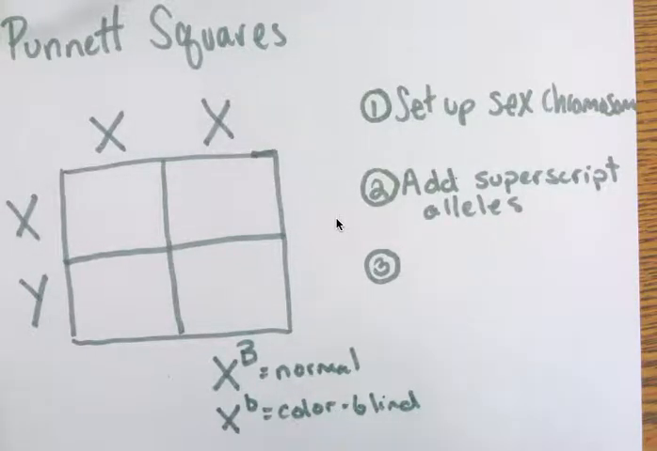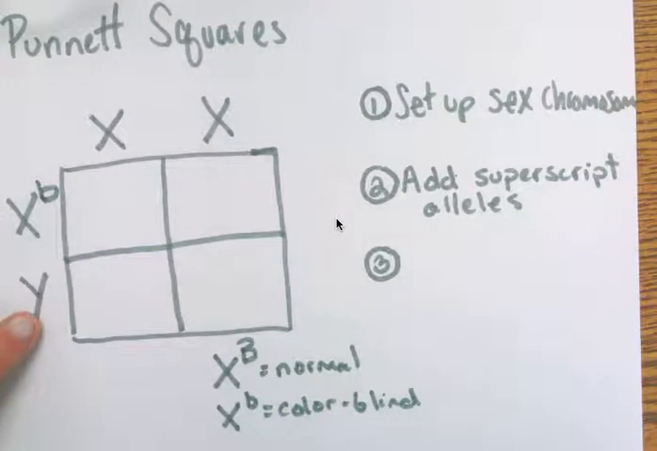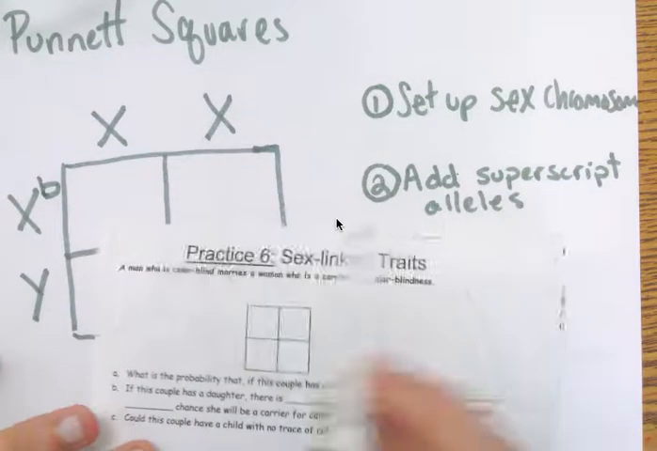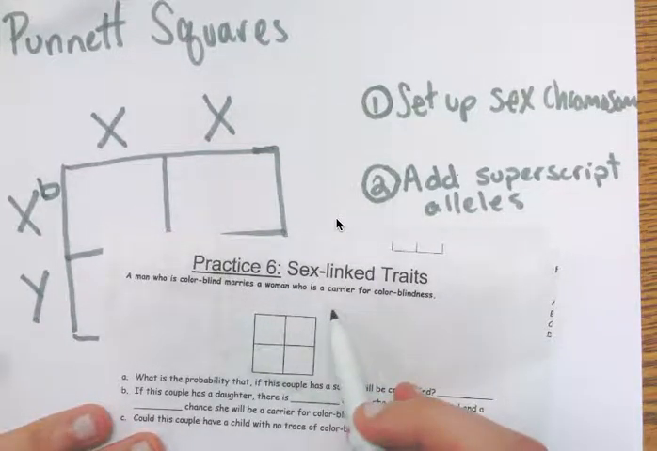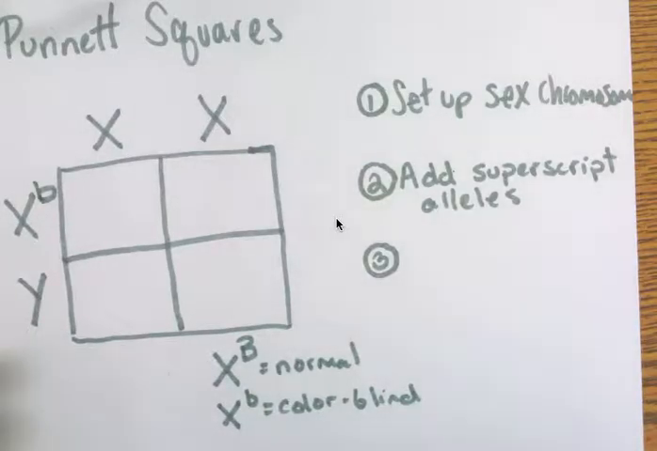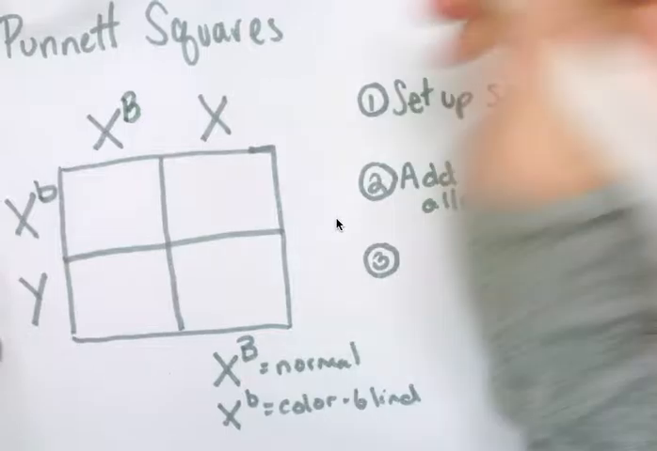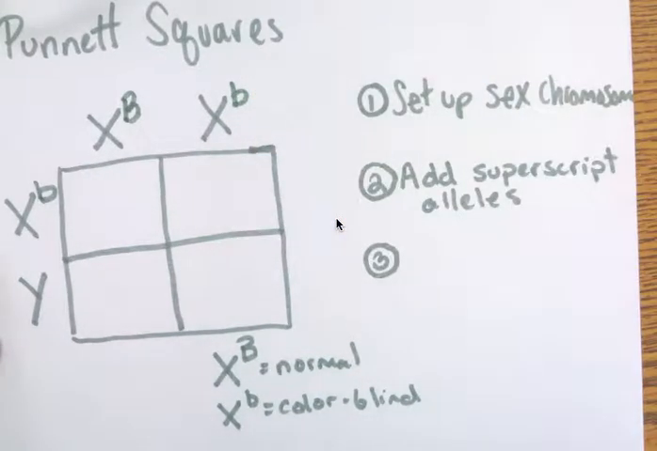So dad is colorblind, which means he has the recessive allele on his X chromosome. And that's all I need to do. Remember, there's nothing on the Y chromosome. Nothing on this one because it's X-linked. Mom, we're told, is a woman who is a carrier for colorblindness. Remember, a carrier is heterozygous. So she has one normal allele and one recessive. And that's what you do to set it up.